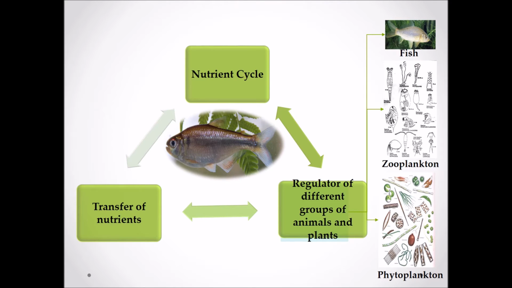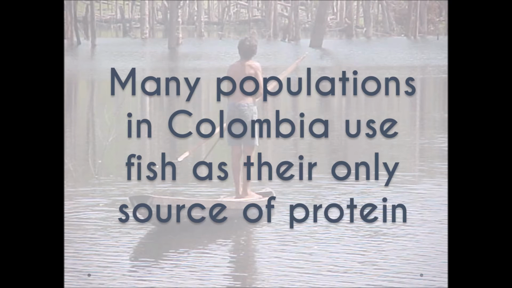There's another highly important thing about fish, and that is the involvement they have in the nutrient cycle in any freshwater ecosystem. They help in the transfer of nutrients, and they're also the regulator of different groups of animals and plants. So we see fish really involved in the food chain of ecosystems in freshwater. They are really involved with zooplankton and phytoplankton. We also see that many populations in Colombia use fish as their only source of protein.